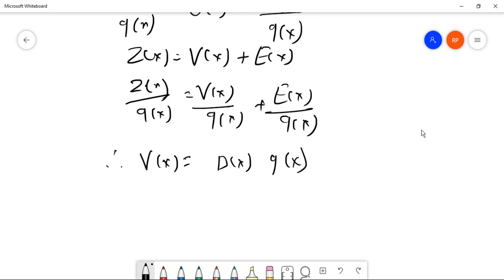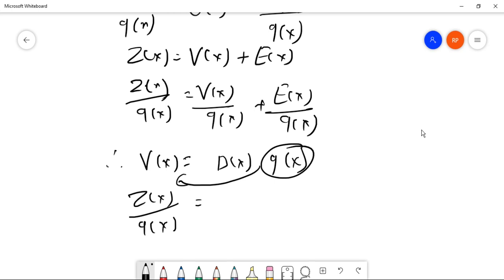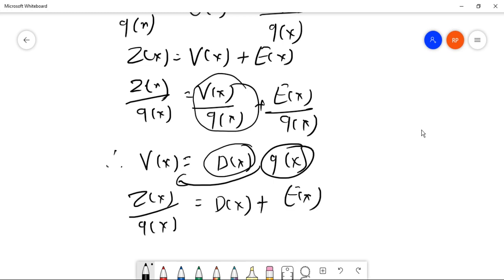So what we can write, the above equation will change now. Z of X by G of X will remain the same. Now V of X divided by G of X: if I take this G of X this side, then V of X divided by G of X will be equal to D of X. It means in this particular place I can write D of X here, D of X plus E of X divided by G of X.